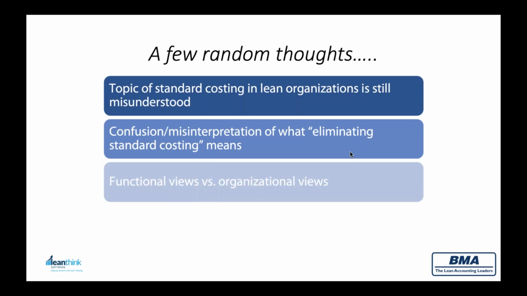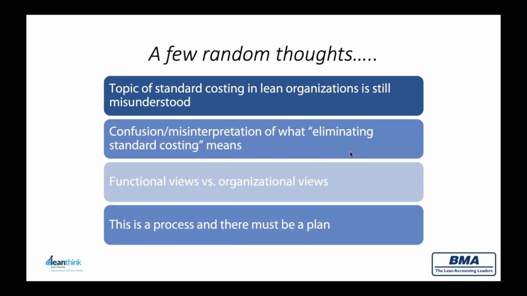There's the functional view and the organizational view of standard costing. Operations looks at it one way. Finance and accounting looks at it another way. Supply chain may look at it another way. Leadership may look at it another way. So I think what's really important before you can start focusing on improving and eliminating is get a consistent, concise organizational view of what a standard costing system is. And finally, leaning out standard costing and or eliminating standard costing is a process, and there must be a plan. And I think it's very, very important for finance and accounting people to be the leaders in developing the plan.